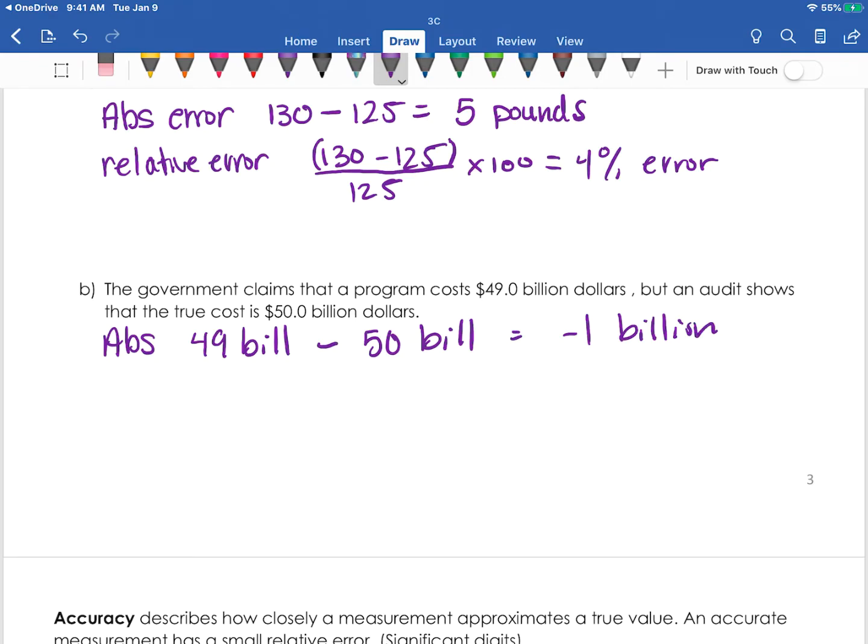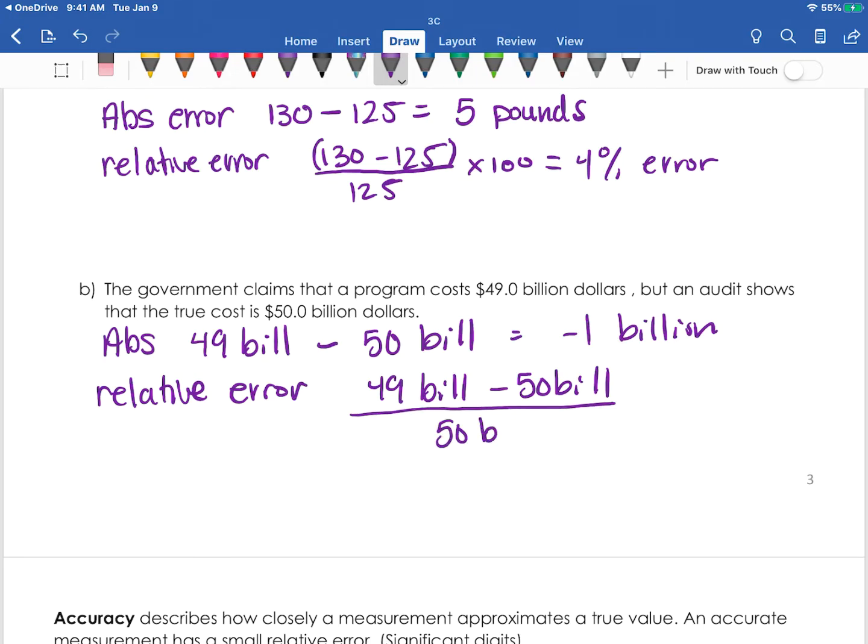Now to find the relative error, we take the measured amount minus the true amount, divided by the true amount, and then multiply by 100 to change it to percent form. When we do that, we're down by 2%. We've estimated too low of an amount by 2%.